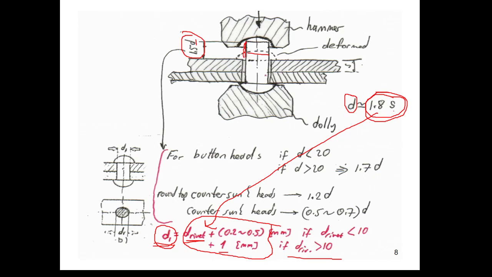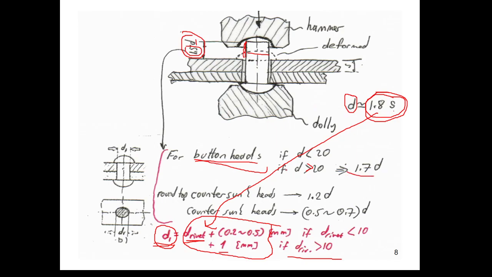its undeformed end is going to have such a further extension. The length of the extended part should be on the order of 1.5 times D. If the rivet diameter is less than 20 and the type of the rivet is button head type, the coefficient is 1.5. But if the diameter of the rivet for button head type is greater than 20, then the coefficient to use for finding the length of the extended part of the stem is 1.7.